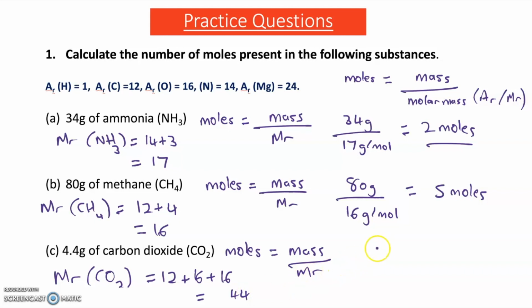So to calculate moles, I just do the mass, 4.4, divided by the MR, 44, and that will give me the number of moles. So 4.4 divided by 44 is going to be equal to 0.1 moles.